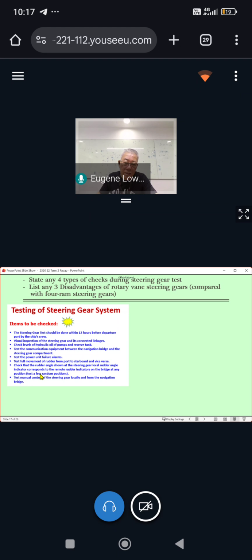Okay, and of course, you want to test the control of the steering gear locally and from the navigation bridge. So you switch between the bridge control steering, and switch to local also. There's a local mode for controlling the steering gear from inside the steering gear compartment. Okay, so many to choose from.